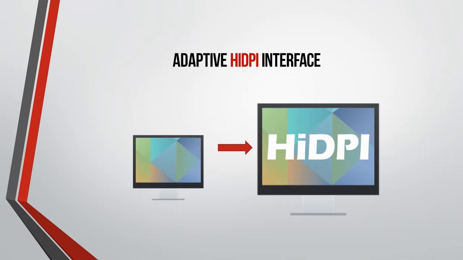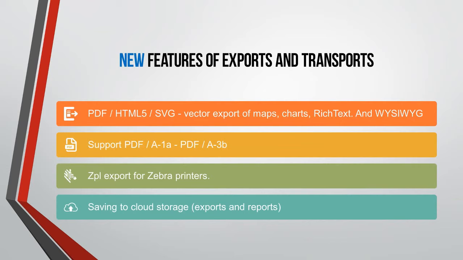FastReport began supporting adaptive high DPI interface, specifically monitors with high resolution. FastReport VCL 6 has new features in exports and transports, such as PDF, HTML5, SVG, vector exports of maps, charts, rich text, support for PDF A1A, PDF A3B, ZPL export for Zebra printers, and saving in cloud storage.